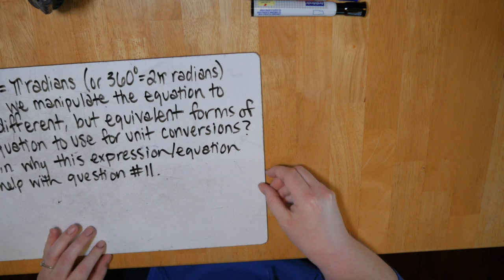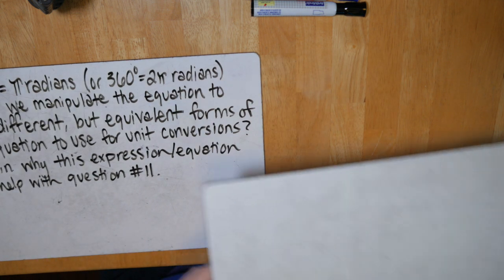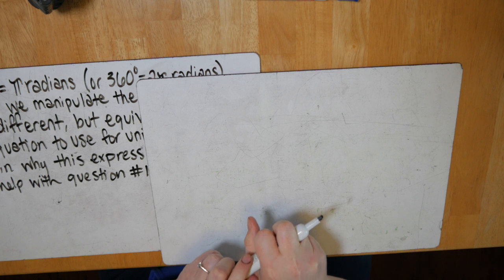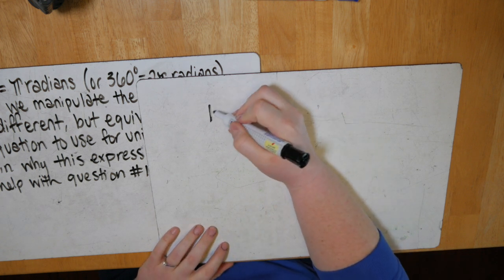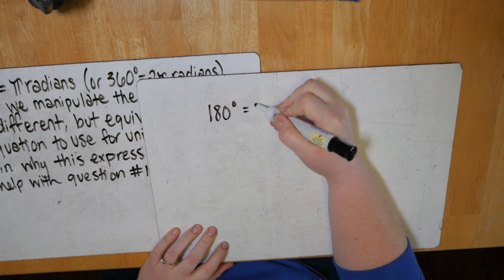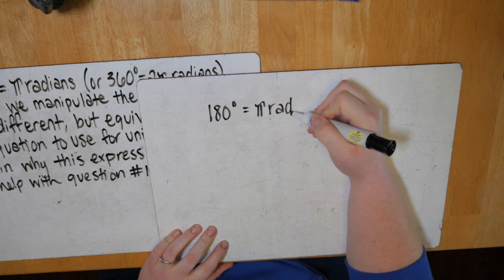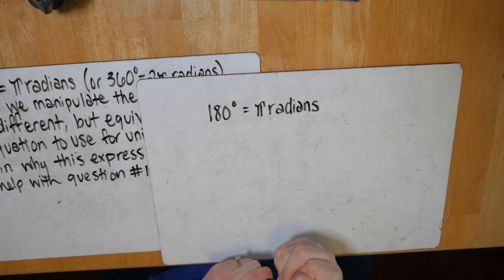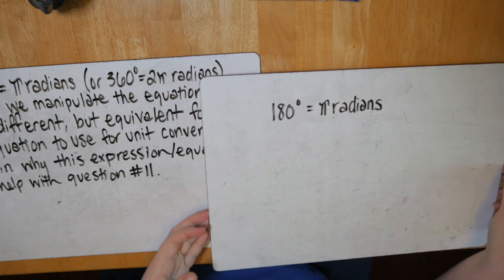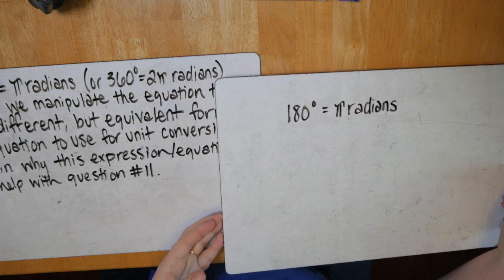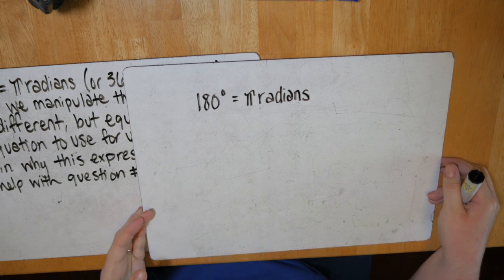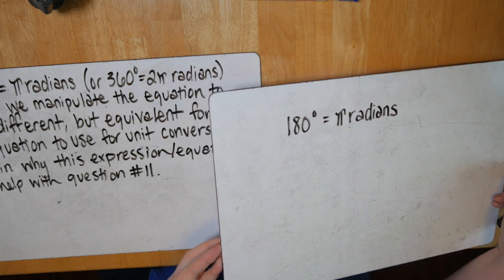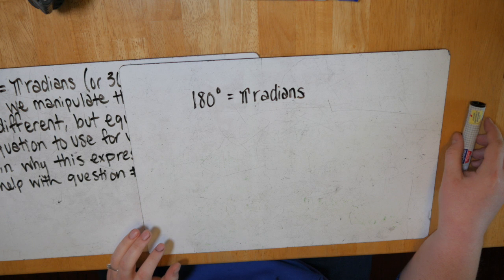So I'm going to move that over here, not too far away. And I'm going to rewrite our general equation that we have, which is 180 degrees equals pi radians. And as question number 10 says, we're going to manipulate the equation to write a different but equivalent form of the equation to use for unit conversions.